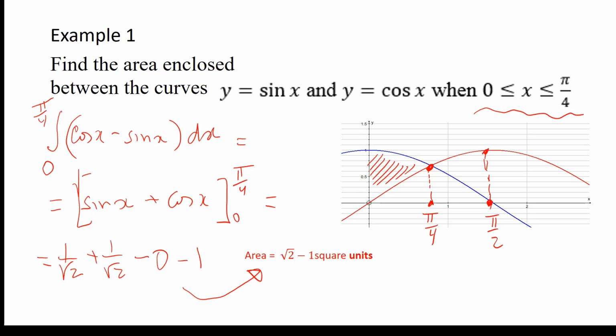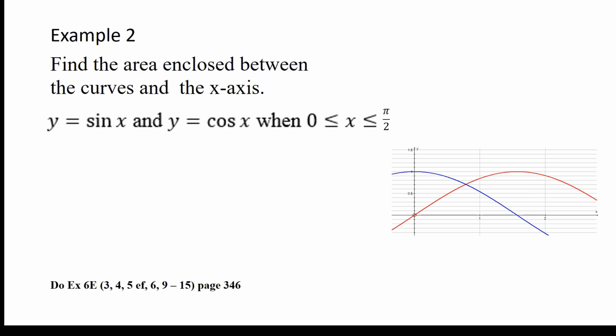Okay, and now to compare this with the next example, just remember this answer. And just let's have a look at the next example. So our answer was root 2 minus 1 for the previous one. And now they ask me to do absolutely the same question. The only thing I changed here, that x is between 0 and pi over 2. We agreed that pi over 2 is here. Yes? So here.